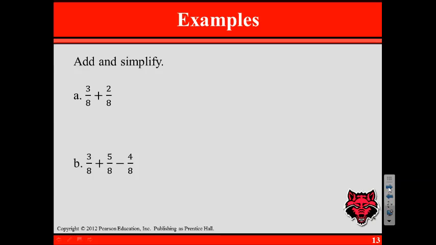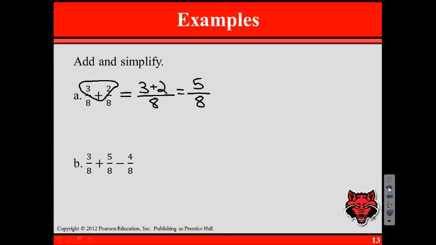So let's try a few examples where we start with the common denominator. If I have 3 over 8 plus 2 over 8, we have met the requirement of a common denominator. So we write that denominator one time, and we perform the operation with the numerators. Just like this, 3 plus 2. 3 plus 2 is 5, so we have 5 over 8.